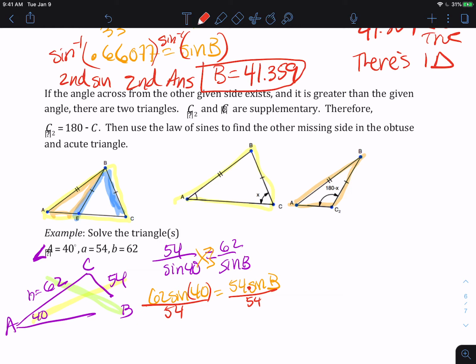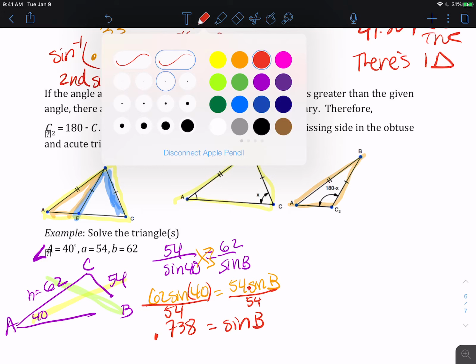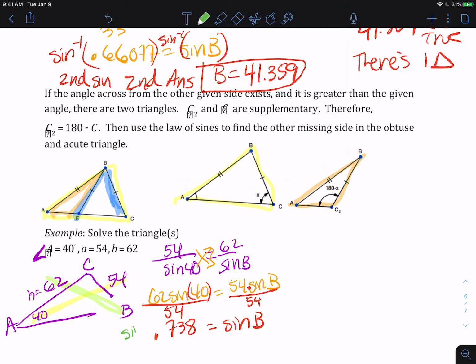I'm going to put this whole thing in my calculator, making sure to close my parentheses after 40. So 62 sine, and making sure that your mode is in degrees. Okay, so I get 0.738 equals sine B. Okay. So I'm going to undo the sine. Again, we undo the sine with the inverse sine. So I'm going to do the inverse sine of both sides. The inverse sine undoes the sine, so these cancel, so we're left with B equals, and then again, I'm going to use second answer in here. So second sine, second answer.